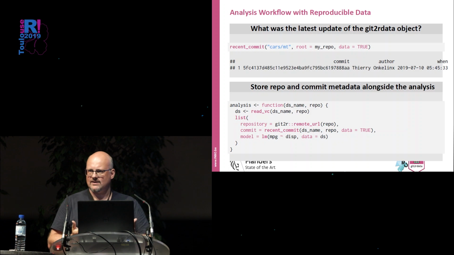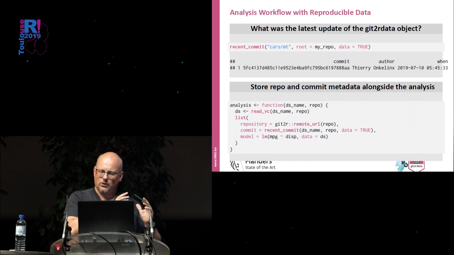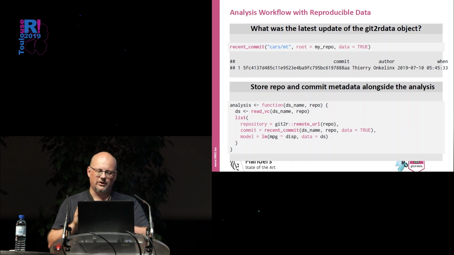And what we recommend when you do an analysis is to first store all your data into the Git repo using write_vc, and then base your analysis on data frames you read back from the repository, and document the name of the repository and the commit that is relevant to that data set, and store that alongside your analysis. And not only store that, but maybe you should also report that information, because that makes your analysis much more traceable as well.